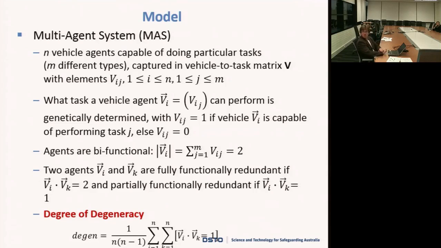And here's the definition. Unfortunately, you can't see this, but it's a normalized way of summing over all of the pairs in your fleet and asking how many times I get a purely partial functionally redundant agent pair, and I divide over all the possible combinations. It gives a value between 0 and 100% as the degree of degeneracy in a fleet.